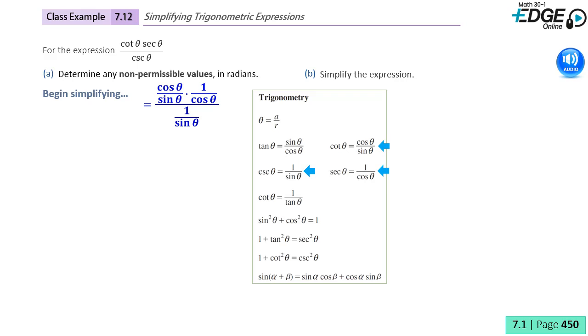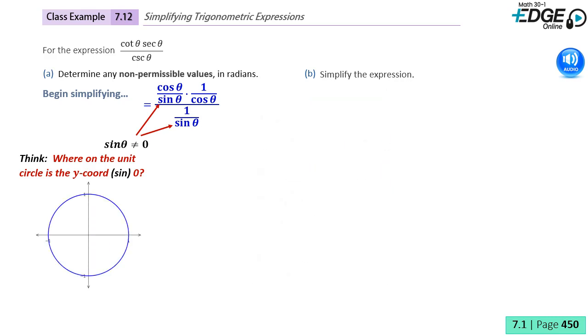We'll replace cotan theta with cos over sine theta. We'll replace secant theta with 1 over cos theta. And we'll replace cosecant theta with 1 over sine theta. This means we have denominators of sine theta. And we know that sine theta is 0 where the y-coordinate is 0 on the unit circle. This happens at 0, pi, 2 pi, and every multiple of pi.